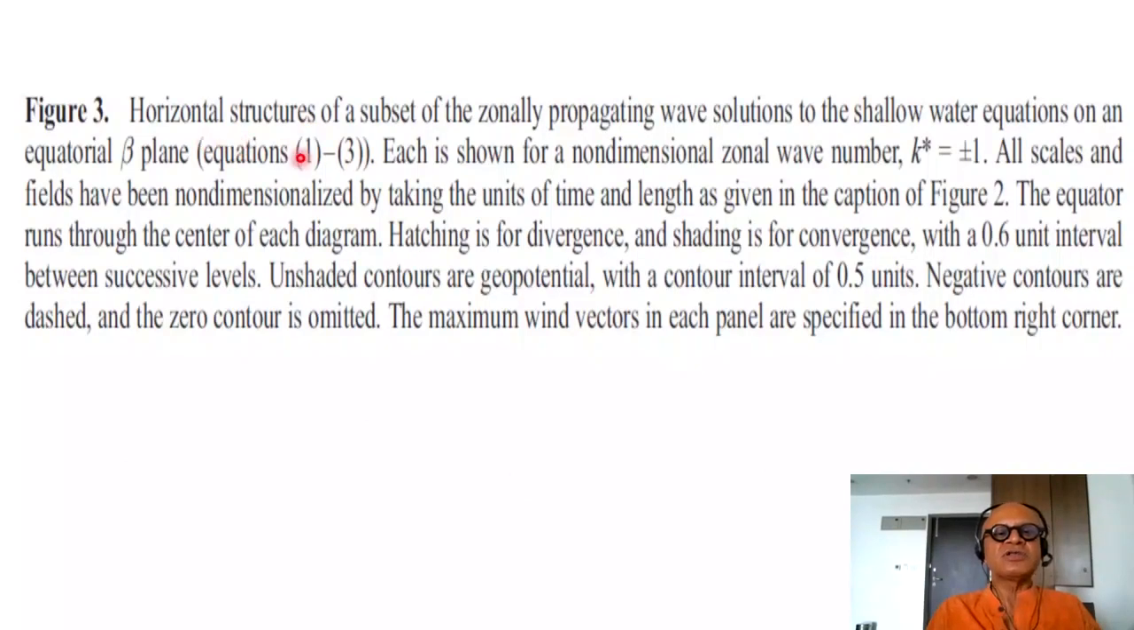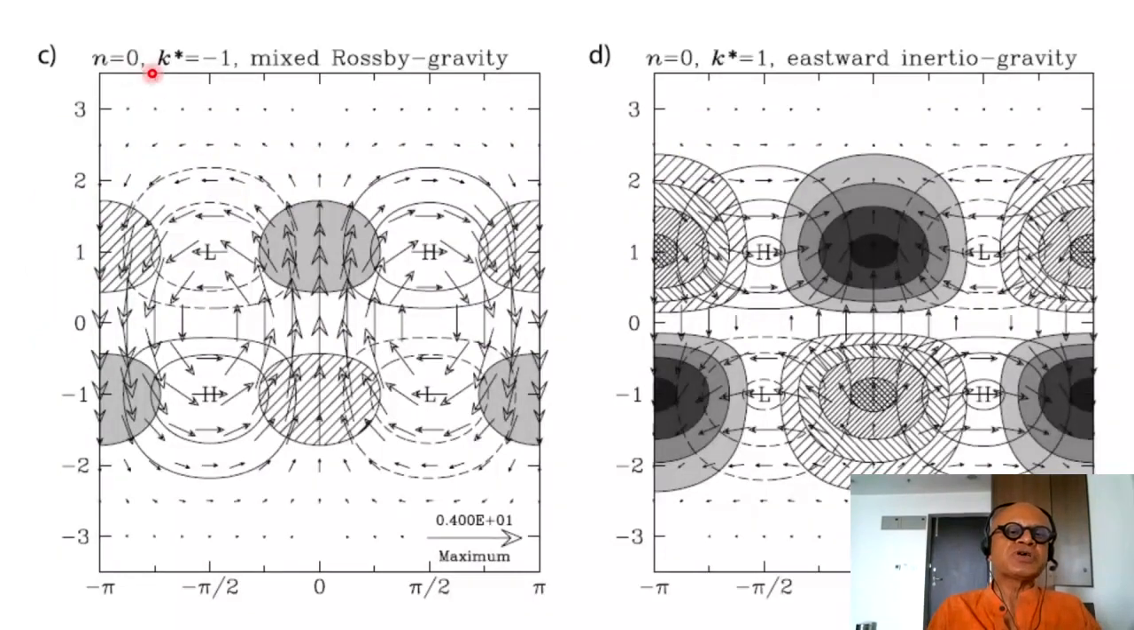So let's look quickly at the horizontal structures. These are showing n equals 0, k star equal -1, so it's a mixed Rossby gravity wave, and n equals 0, k star equal 1, an eastward inertiogravity wave. Remember, we have eastward and westward inertiogravity waves. The divergence and convergence are shown in these shades. So this is convergence, this is divergence, and these are geopotential heights. When you are in a particular hemisphere, obviously you can relate the anticyclones and cyclones to the changes in the geopotential heights. The mixed Rossby gravity wave has off-equatorial maxima in convergence and divergence and geopotential heights, and has this antisymmetric structure, so low and high, high and low kind of structure. And the eastward inertiogravity waves also have similar asymmetric structure.